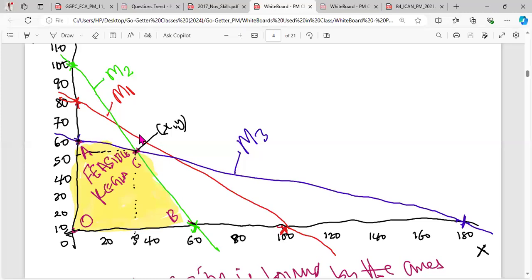And this red line is the M1. So this side here, this length is the 60. That is the slack variable.